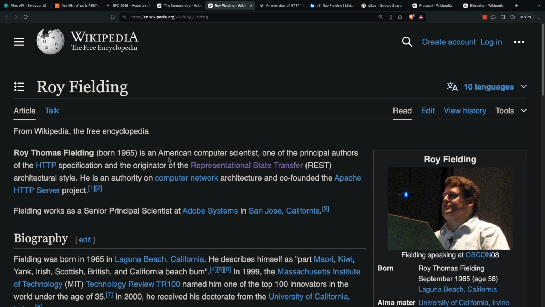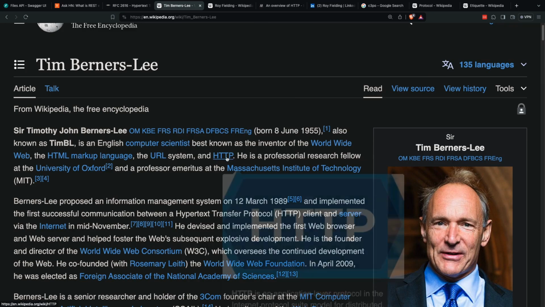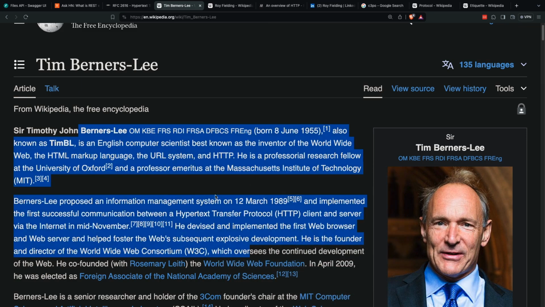We'll come back to the definition of hypermedia. The reason I spent so long talking about what is hypertext and hypermedia is because hypermedia is actually fundamental to the definition of what REST is. And so we're going to be coming back to this definition later. What is HTTP? Specifically, HTTP was a protocol for transferring these hypertext files back and forth.